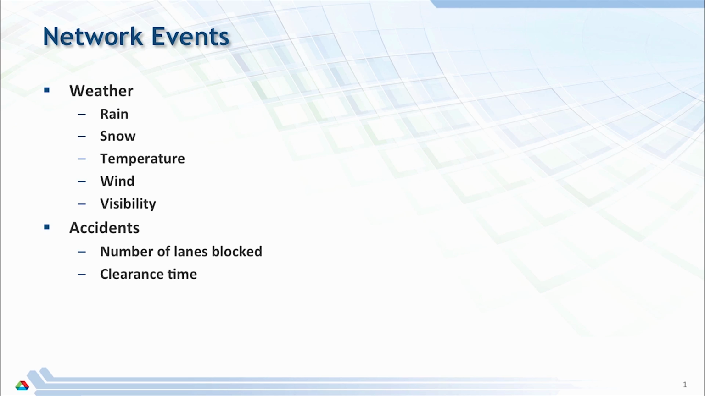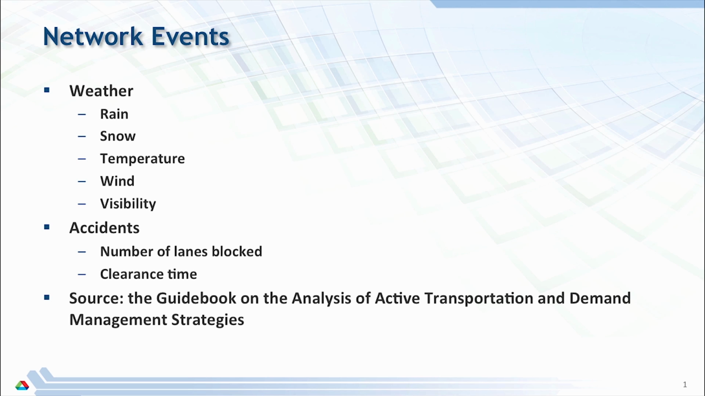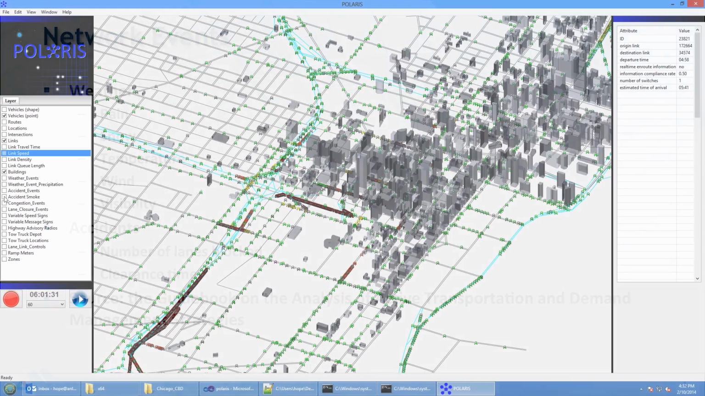Polaris has the capability of modeling two major event types. Several forms of weather events may be modeled. These include rain or snow and take into account factors such as temperature, wind, and visibility. Accidents may also be modeled. The severity of the accident is indicated through the number of lanes blocked and the clearance time. Capacity reductions for these events were derived from the guidebook on the analysis of active transportation and demand management strategies.